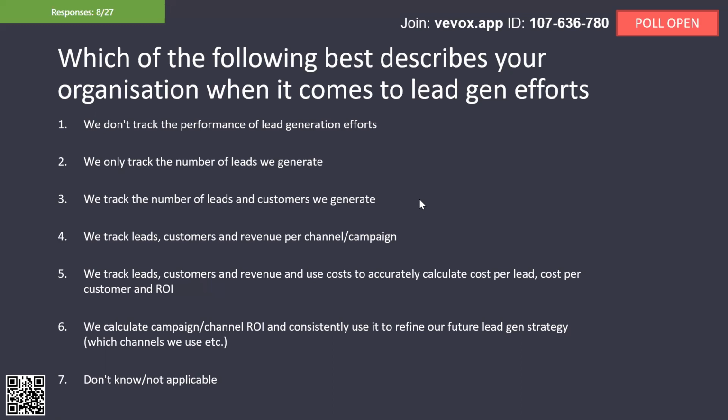Basically, they build from the top to the bottom, where we're not doing much tracking at all, down to the gold standard of we know how much things cost, we know exactly how much revenue and customers we get from each channel and campaign, and we use that to figure out what channels and campaigns we're going to invest in next quarter or next year. So we're going to close this one off in 5, 4, 3, 2, 1.